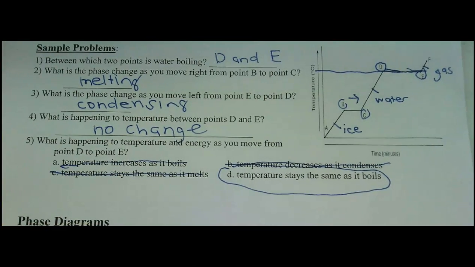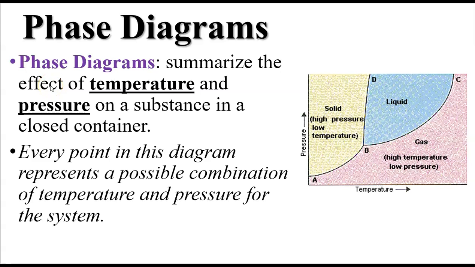Okay, very good. The next type of diagram we're going to look at is called a phase diagram. What a phase diagram will do is summarize the effect of temperature and pressure on a substance in a closed container. Please note, on your test, these will not be labeled for you. But remember, you get open note tests, so if you take good notes on what these areas are, you'll get all these questions right.